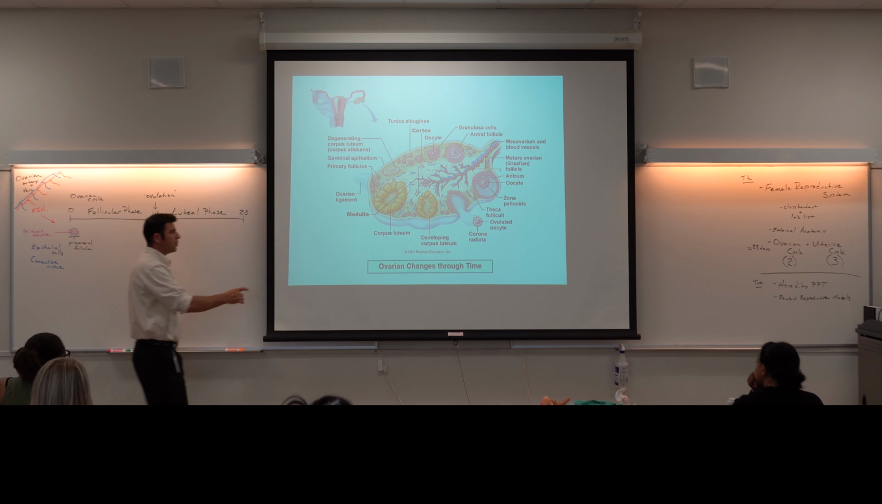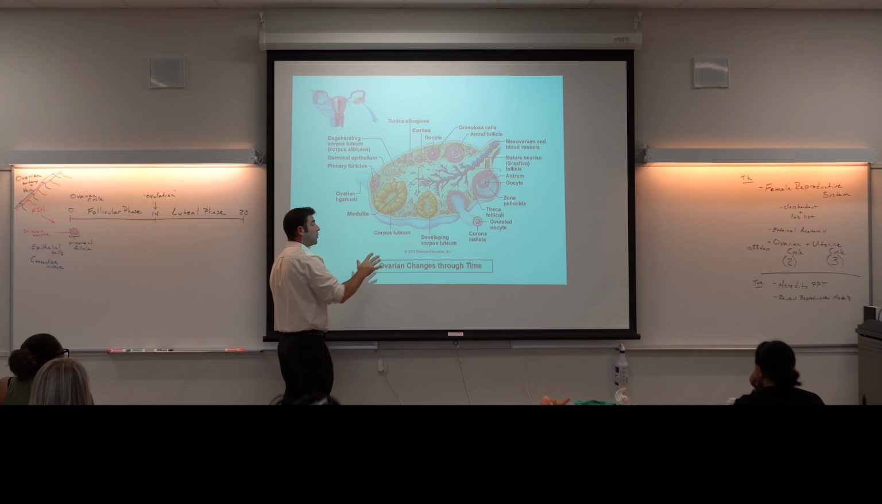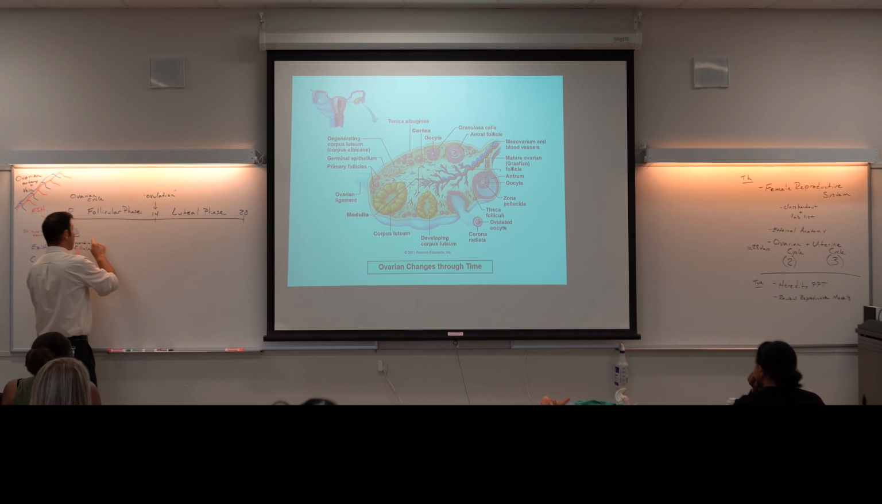Again, that's why I like this picture. It shows there's a patch of follicles. Sometimes more than one follicle ends up getting enough follicle-stimulating hormone to go through the rest of these steps. Typically, it's just one follicle.